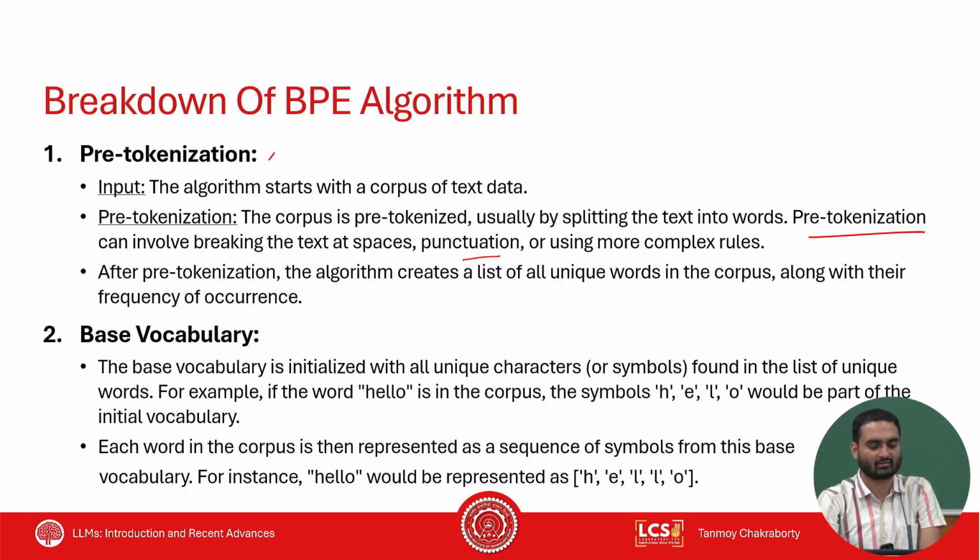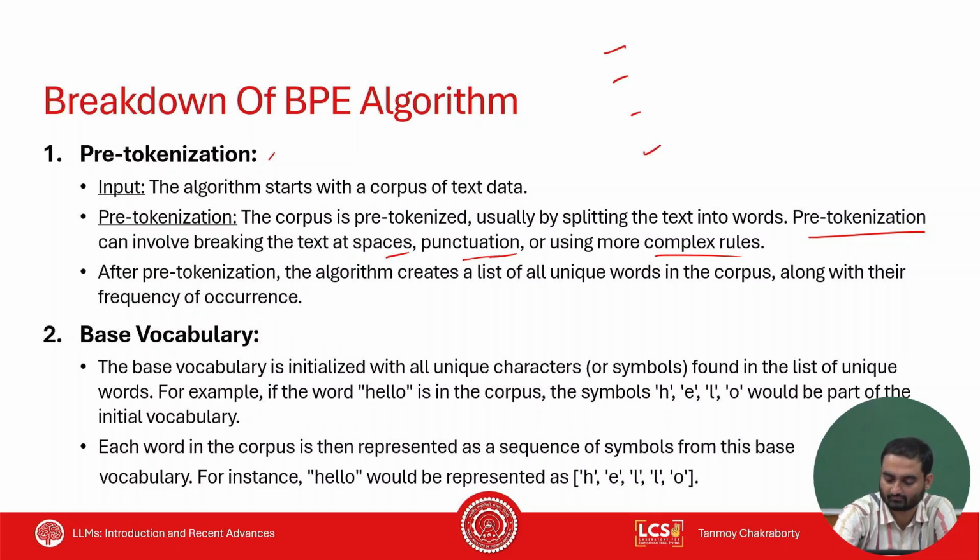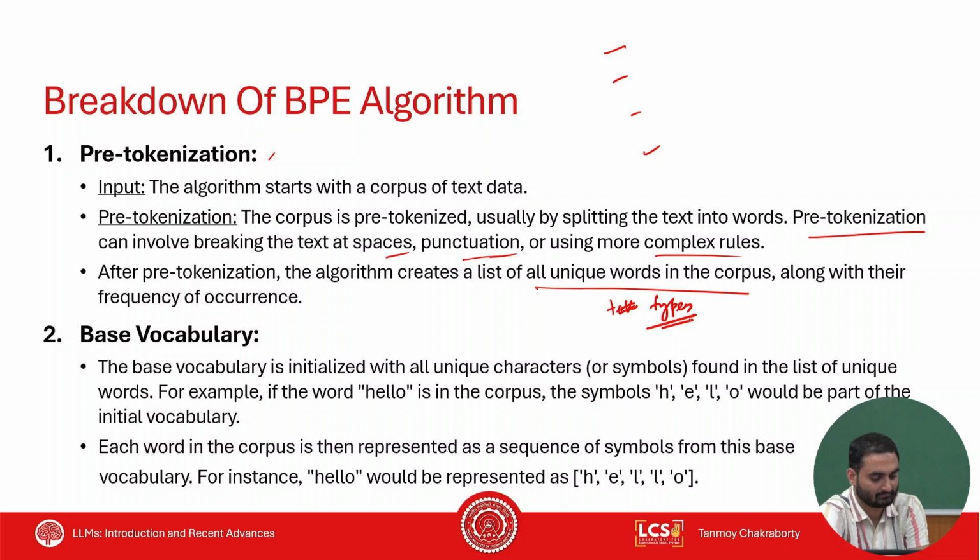But during the pre-tokenization stage, you clean the corpus, you break words. Let's say you break a sentence into words based on space, punctuation, more complex rules, and so on. You can use traditional NLP techniques for doing that. Once your cleaning process is done, you identify all the unique words in the corpus. These unique words are tokens, or types. All the types have been identified now.